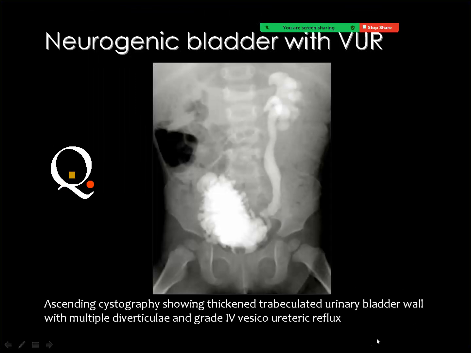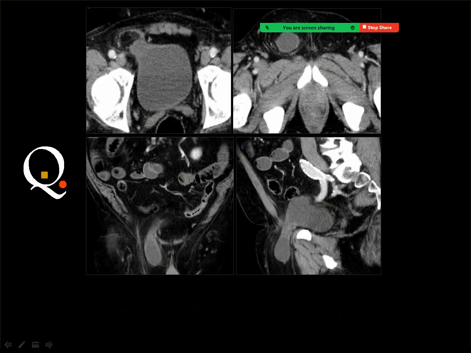Grade 4 vesico-ureteric reflux. The next case is a series of CT scans after contrast injection for the lower abdomen and the pelvis.